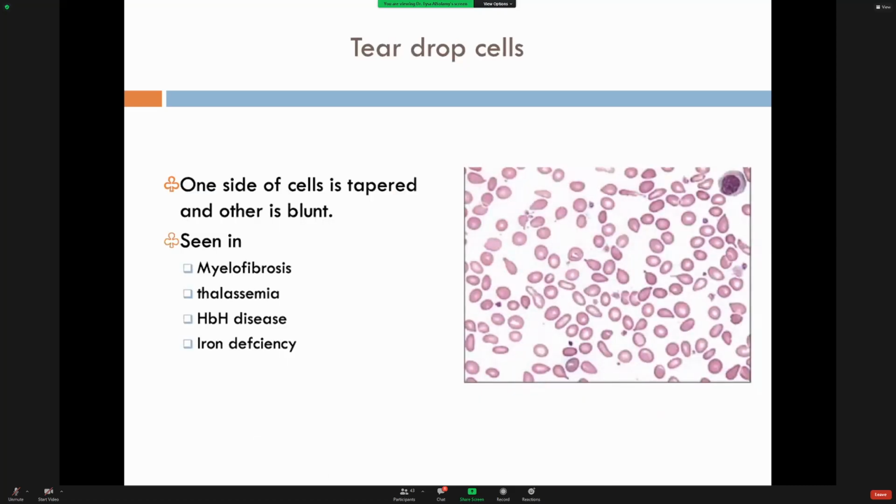Teardrop cells, another name, it's called teardrop cells. Common things you can see it. One side of the cell is tapered and the other will be blunt. How it looks like, this is a tear. واضح teardrops. Usually commonest example هو myelofibrosis or primary myelofibrosis. Also you can see it with thalassemia, hemoglobin H disease في iron deficiency.